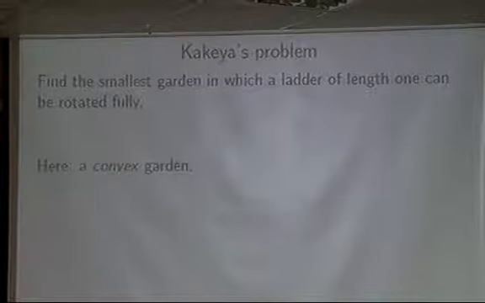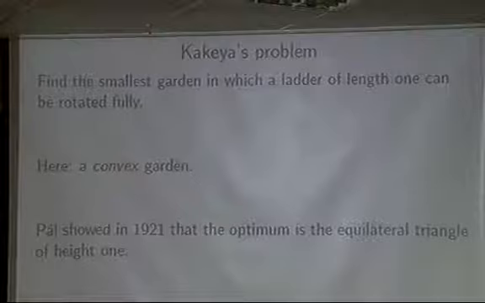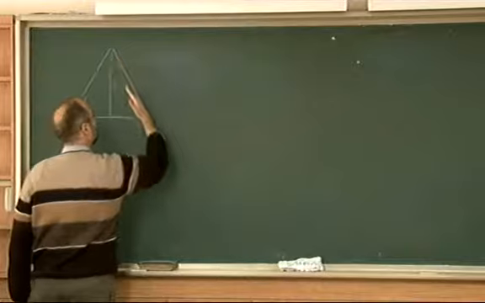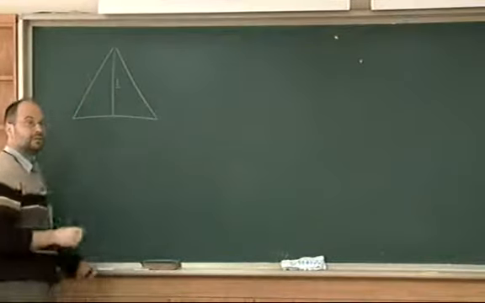I want to restrict my garden to be reasonable, something allowed by the government, so I want it to be convex. And here Pál showed in 1921 that the optimum solution is an equilateral triangle where the height here is 1. Right? So this would be my ladder. And of course it's easy to see that you can first turn it like this, then shift it down here, then turn it like this, and shift it over here, and then turn it like this.